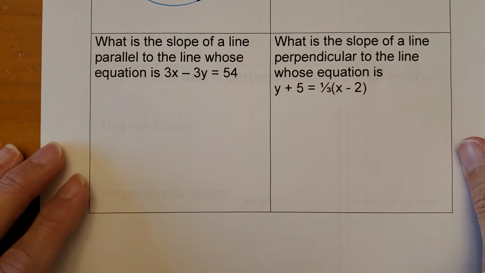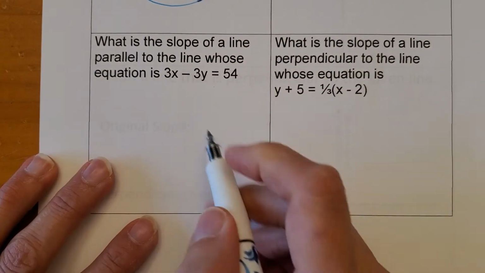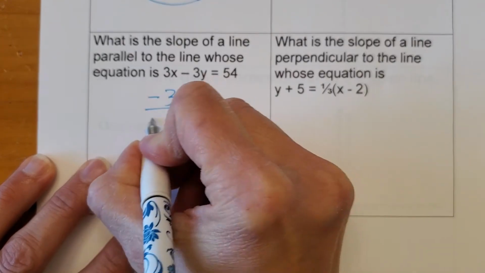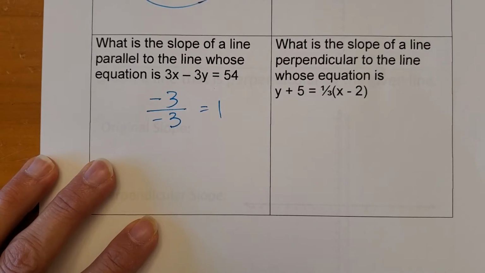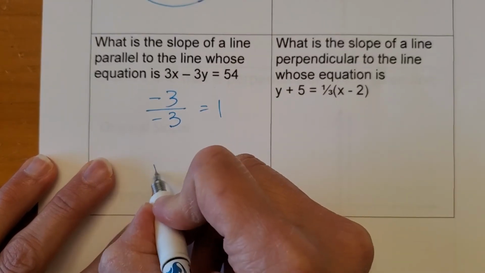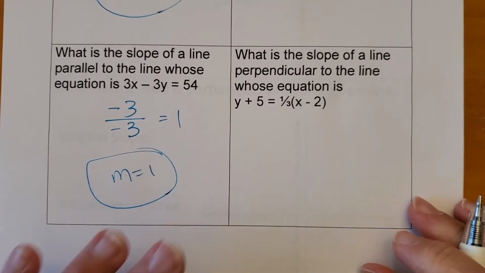All right, a couple more and then we'll go on to graphing. What is the slope of a line parallel to this line? All right, the opposite of A over B is 1. So then the line parallel to that would also have a slope of 1 because it's the same. Parallel lines have the same slope.